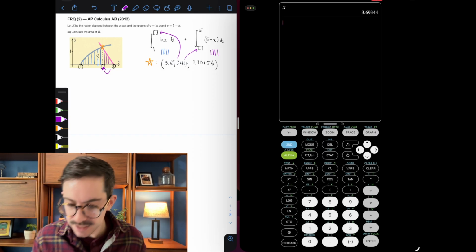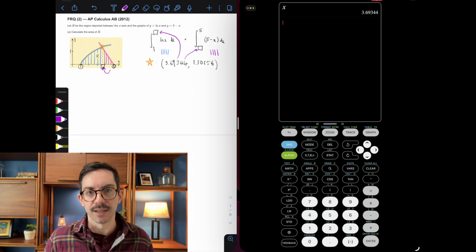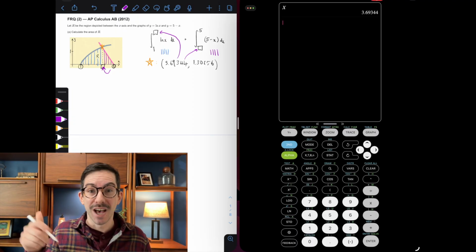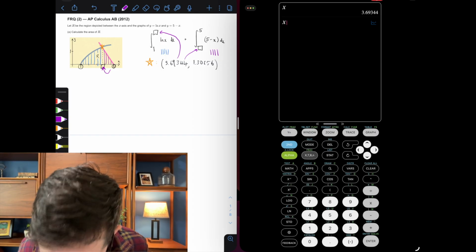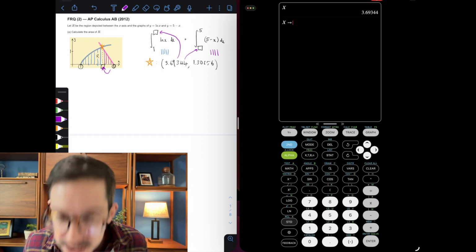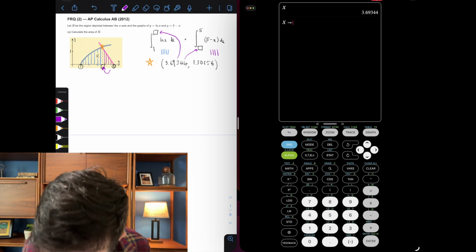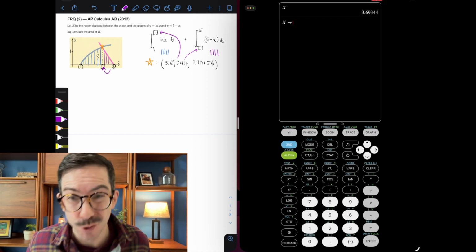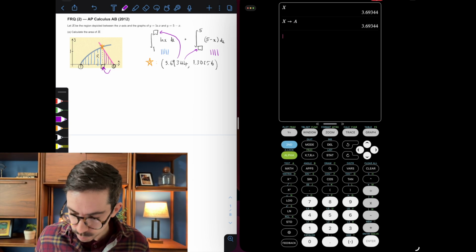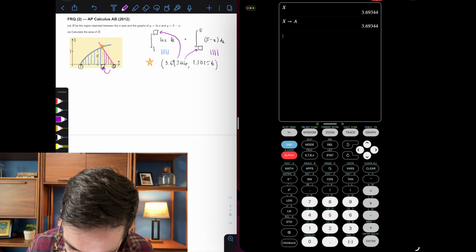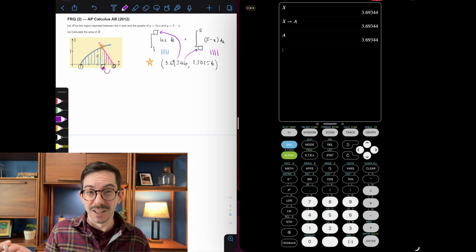If I hit x, it gives me that 3.69344, the x value of that intersection point. So all I'm going to do is say x, and then hit the store button, which gives me that little arrow. Then I'm going to store this in a different letter. I'm going to store it in A. Now if I call A on the calculator, it's just going to give me that value back.